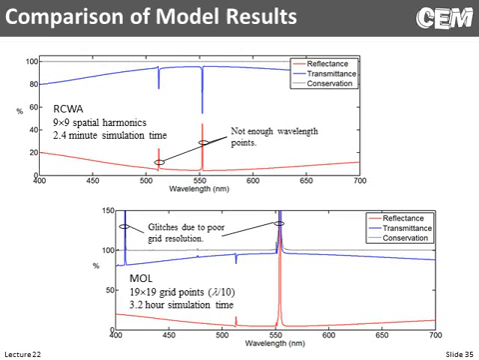But if we have that many spatial harmonics, the method of lines can compete with that because it's a real space method and doesn't suffer from things like Gibbs phenomenon that rigorous coupled wave analysis does. But for a dielectric structure like this, it's almost silly to use method of lines, but we can and we did. And we see that we're getting really the same answer with some glitches due to the resolution. And so method of lines is a bit more sensitive to the number of points in the grid.